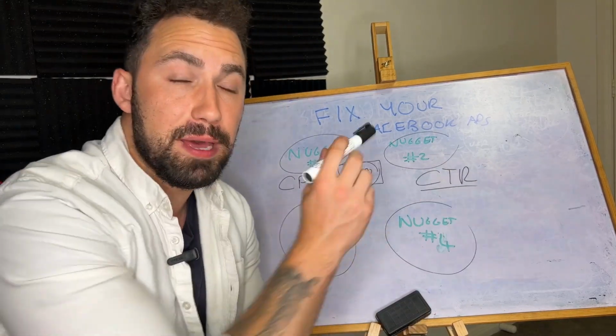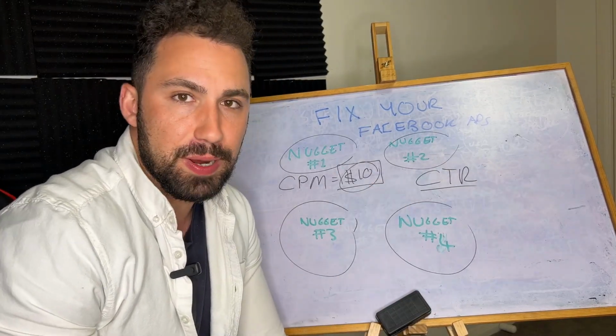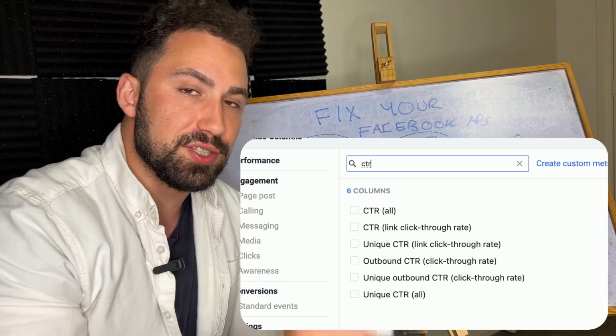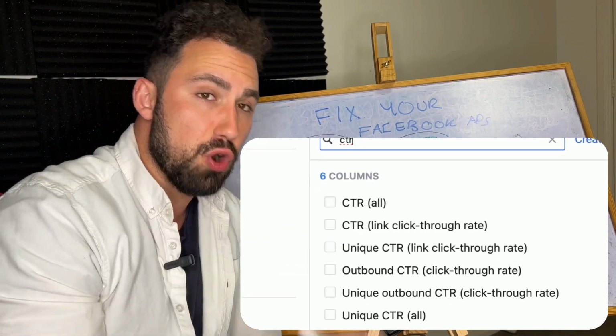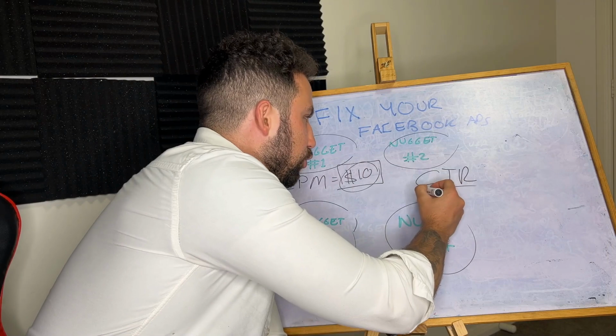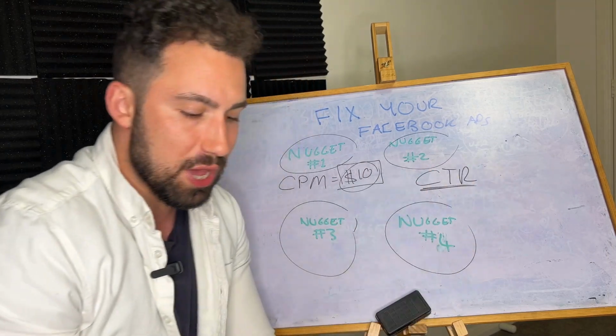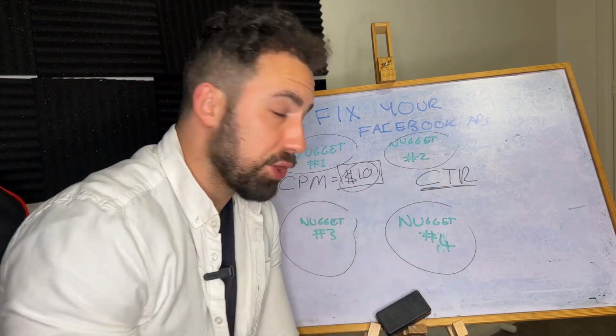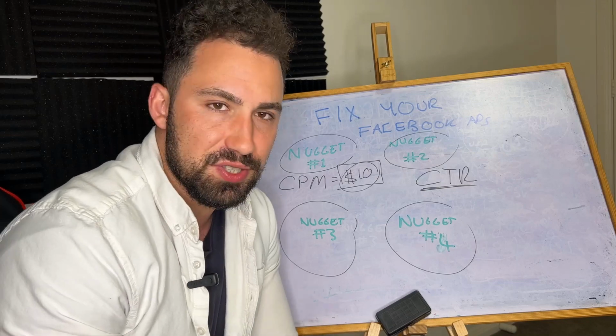The higher is the better in this case. There are different click-through rate metrics. There's link click-through rate, unique link click-through rate. There's normal click-through rate, and you also have industry averages for click-through rate as well. On a business niche, you're going to have a lower click-through rate. In an industry niche, you're going to have a lower click-through rate.